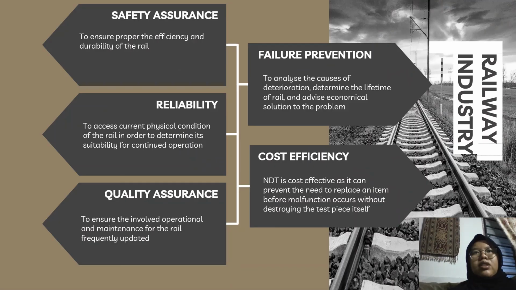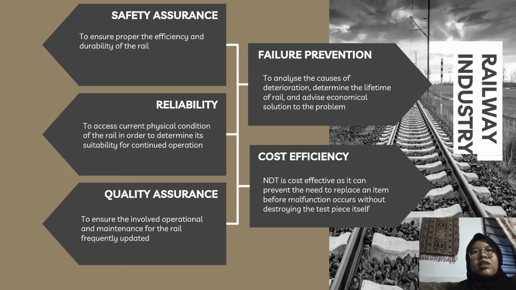The use of UT assures the safety of the railway track. This method is sufficient to check the durability and maintenance of the tracks. Secondly, while using UT, we can prevent failure by analyzing the cause of deterioration, determine the lifetime of the rail, and advise an economical solution to the problem.